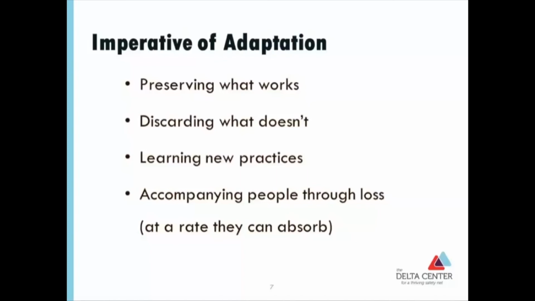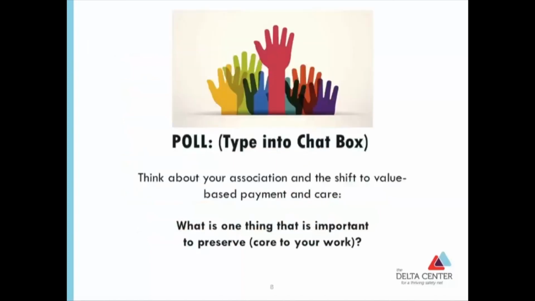So with that in mind, I wanted to ask you all to think about how this applies to your work. I'd really like you to think about this in the context of the transition you're having to make to value-based payment and care. So think about your association, and the support that you're providing to your members. What do you think is one thing that is really important to preserve, that is absolutely core to what you're doing? In other words, something that you're doing really well that you want to continue to do in order to be of service to your members throughout this period of transition.